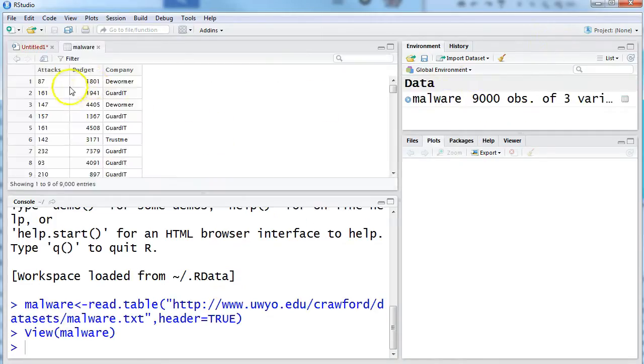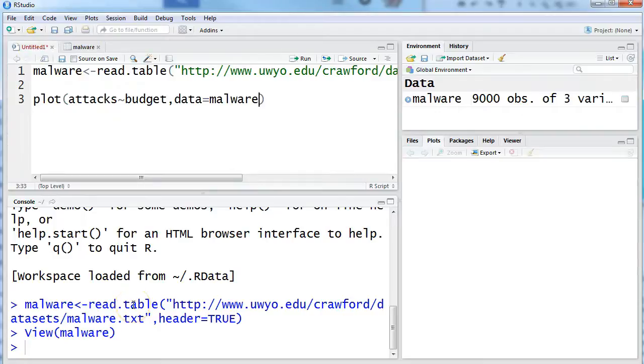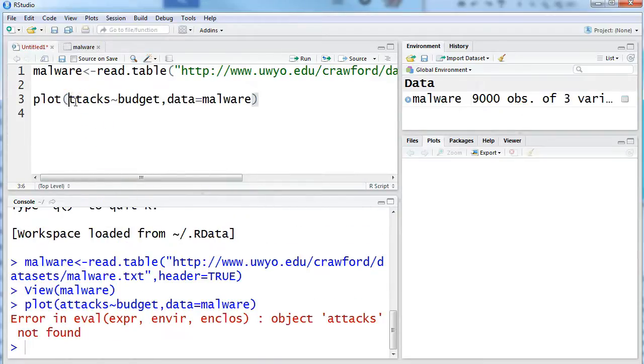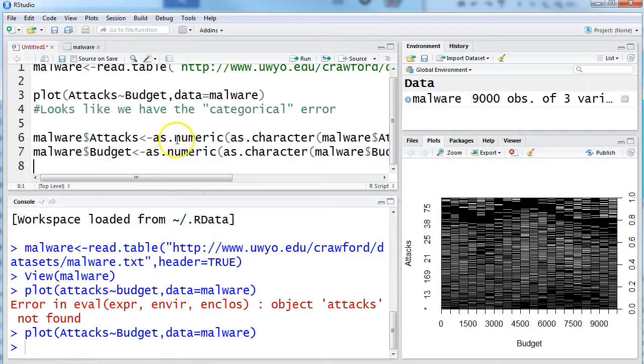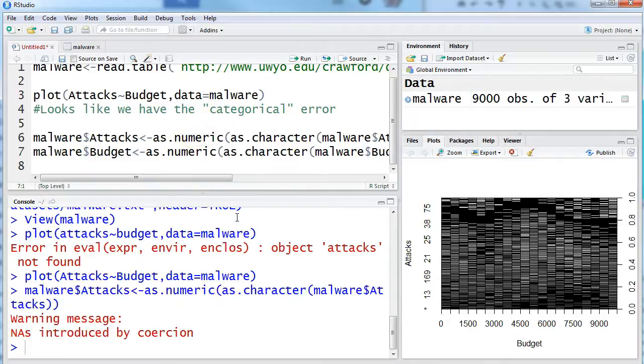This data set has the company, it has the budget, and what we want to predict is how many attacks we're going to have on our fictitious server or website or home computer or whatever. So if we look at the plot of attacks, which is capitalized in this data set, wow, okay, that's great. Do you remember, we've actually seen this before in a video. This type of problem happens when R thinks it's looking at categorical data and it's really not, it's supposed to be numerical. Do you remember how to fix it? You can't just turn them into numbers. You have to turn them into characters and then into numbers. It's one of those funny things about R.